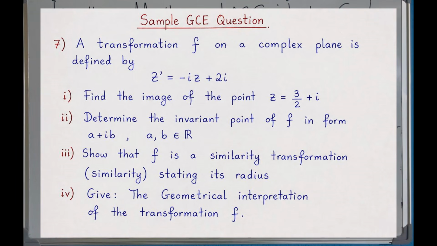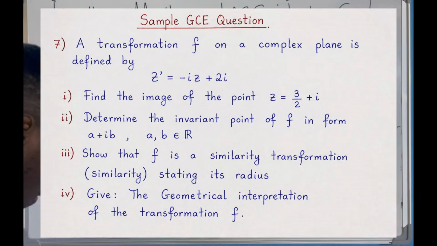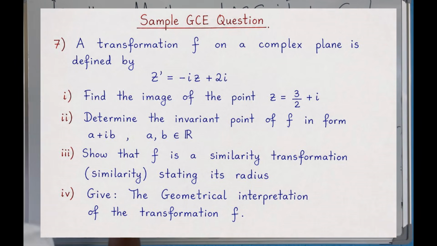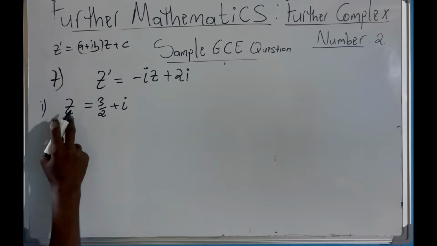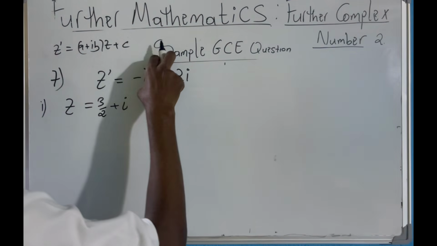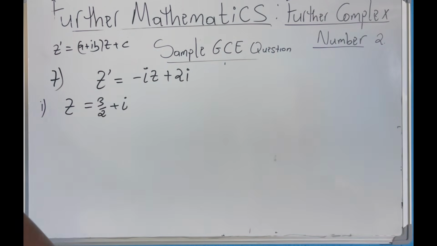A transformation f on a complex plane is defined by z prime equals negative i z plus 2i. The first question is: find the image of the point z equals 3 over 2 plus i. I think this is quite easy. To find the image of this point, I take this point and put it inside my transformation, and I will have the image, which is z prime.